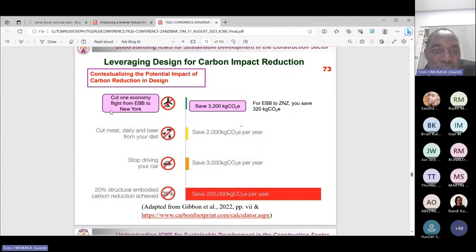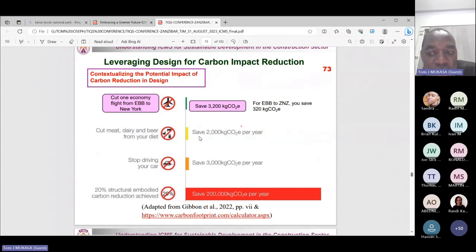Then another comparison is if we stop eating a lot of meat and dairy products, they claim that we can cut out about 2,000 kilograms of carbon dioxide per year. That is 2 tons. Another comparison is that if we stop driving our cars to work, I don't know what distances, but they say we can save about 3 tons of carbon dioxide per year.